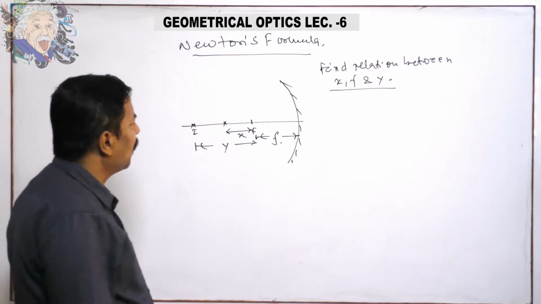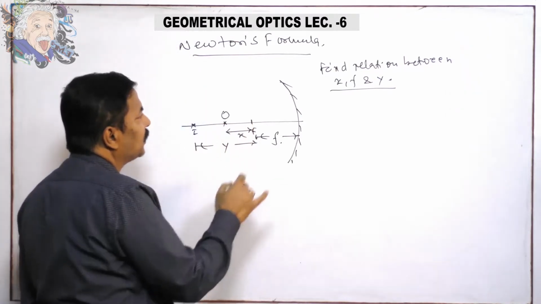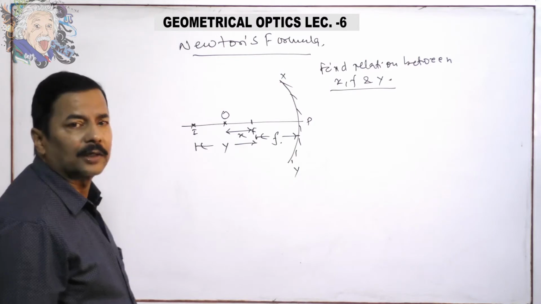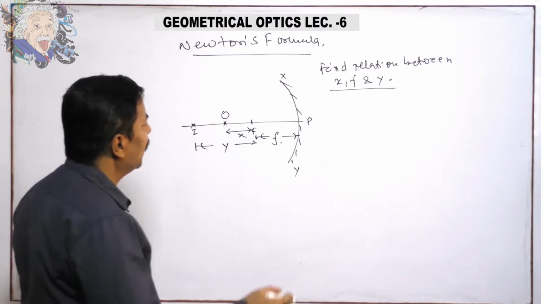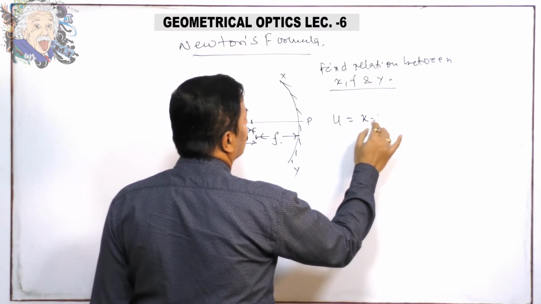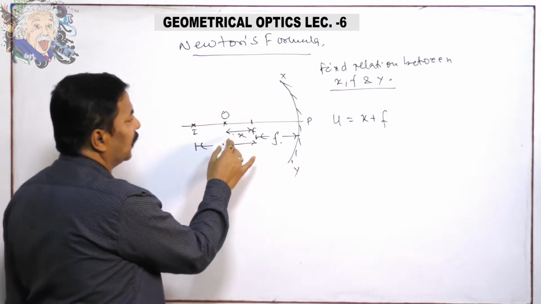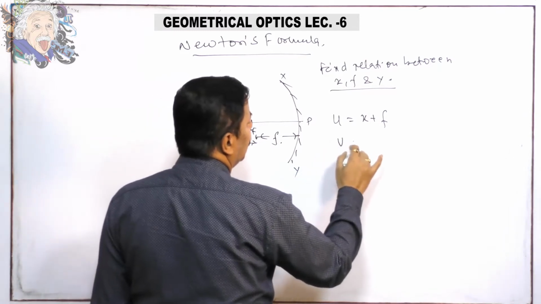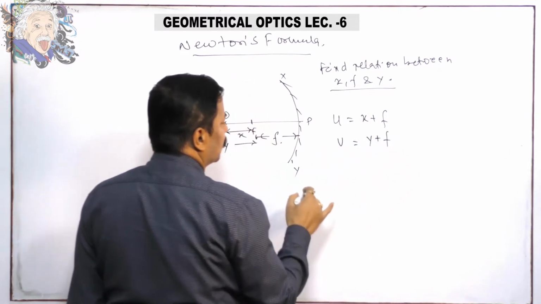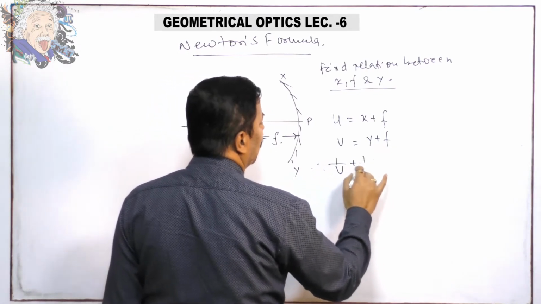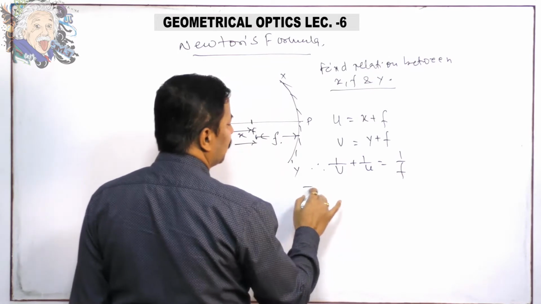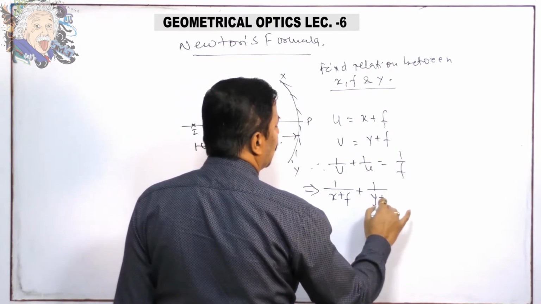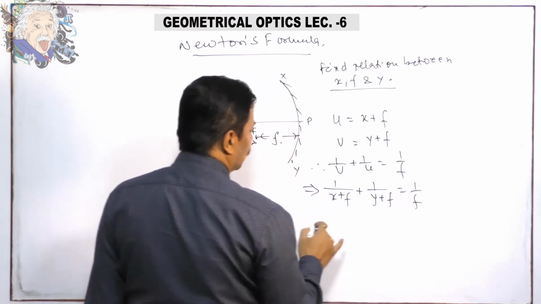Now, in this relation, this is your object, this is your image, this is x, p, y is the concave mirror. Now, you see, if I say about u, here u is equal to x plus f. This distance is from focus. So, distance from pole is x plus f. And image distance v is equal to y plus f. Therefore, 1 by v plus 1 by u is equal to 1 by f. This gives you the relation 1 by (x plus f) plus 1 by (y plus f) is equal to 1 by f.